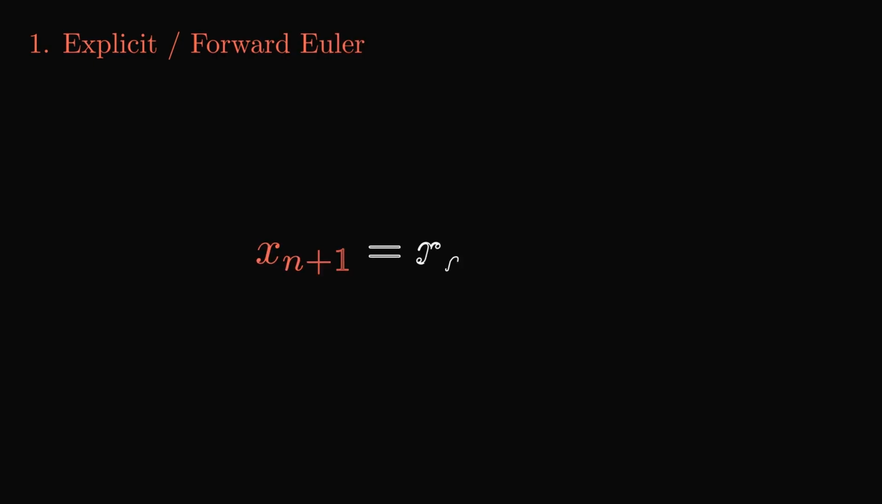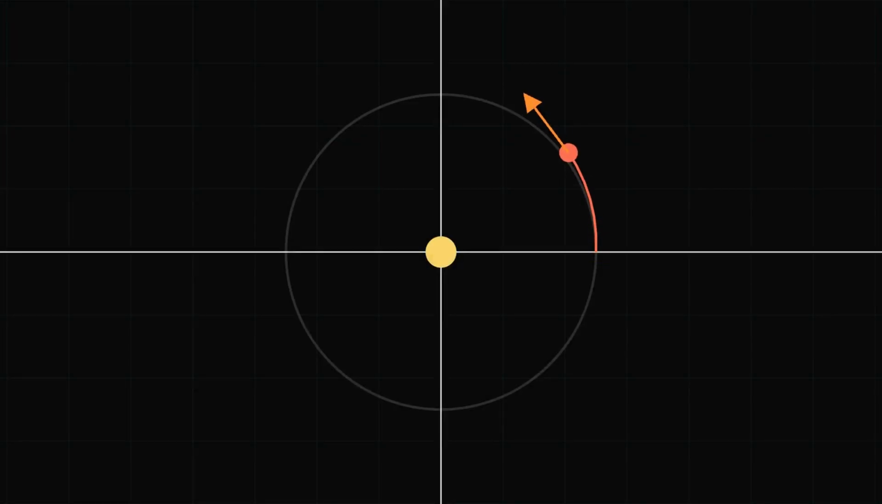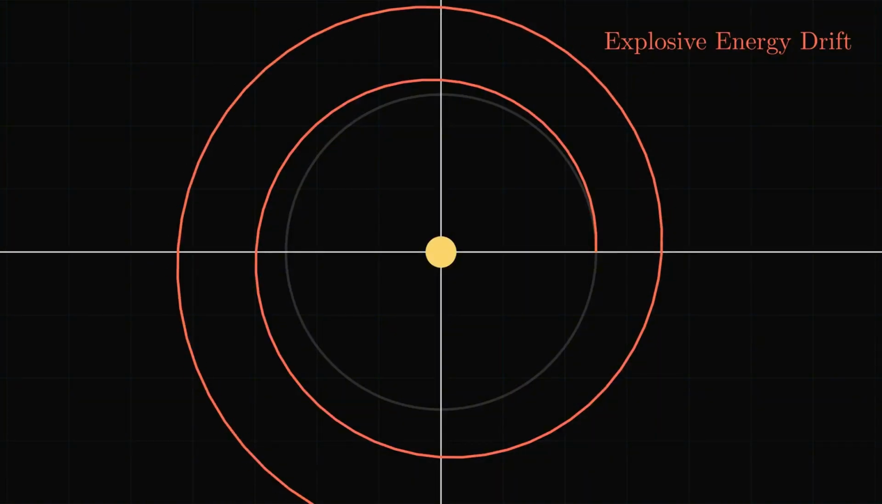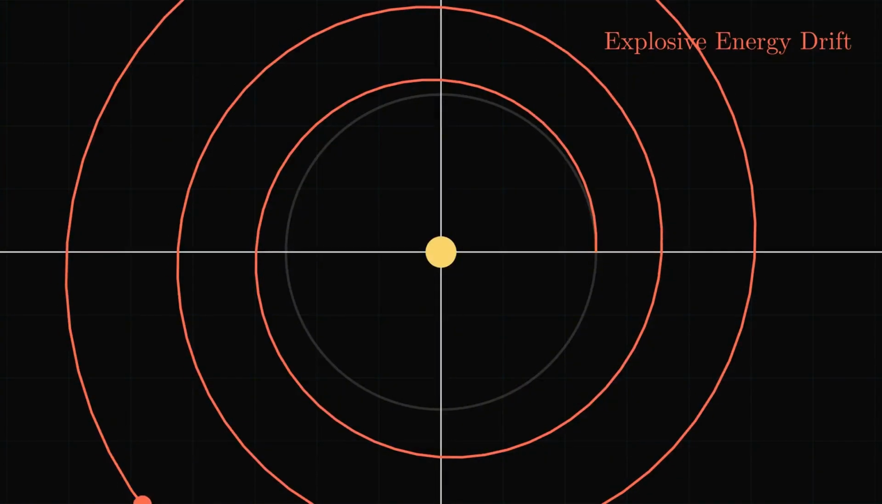The absolute simplest way to calculate the next position is forward Euler. You take where you are right now, look at your current velocity, and blindly jump forward by one time step. The problem? It constantly overshoots. By projecting blindly along a straight tangent line, forward Euler literally invents artificial energy out of nowhere. Do this for a few seconds and your orbit completely explodes.